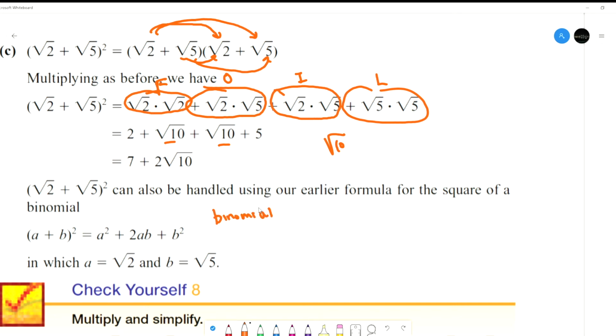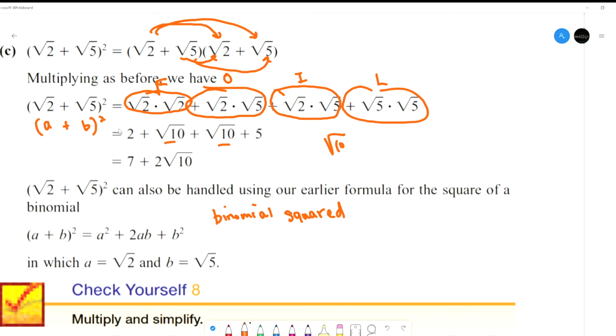If you remember from chapter 5, when you had a plus b quantity squared, it's always following that formula: a squared plus 2 times a times b plus b squared. Right? In this case, a is root 2, so b is your root 5.